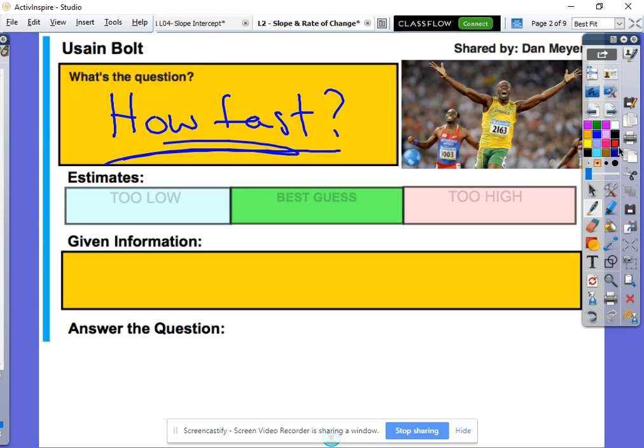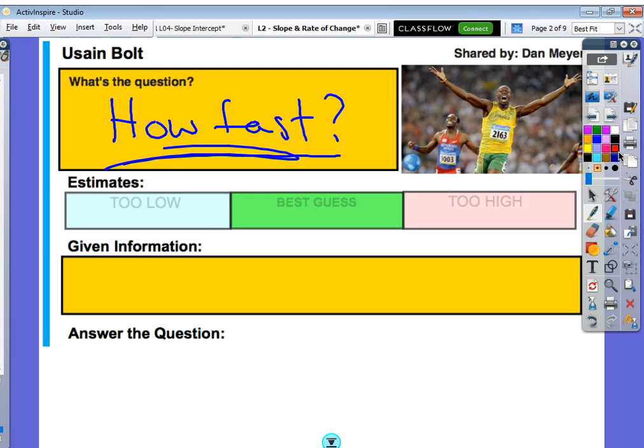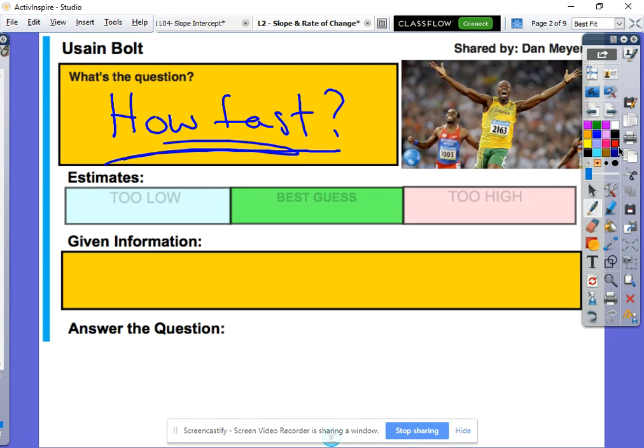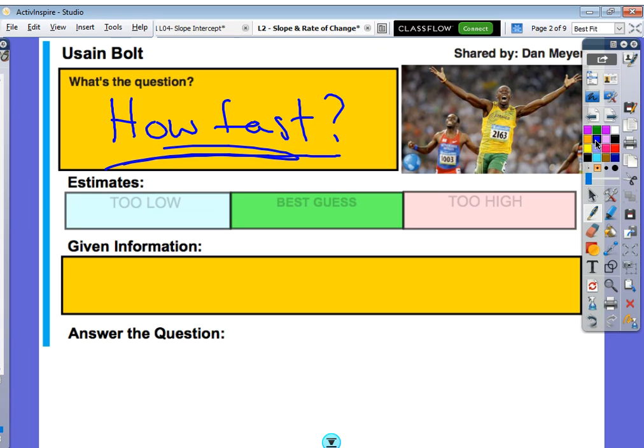What I want you to do is press pause right here and make some estimates with your neighbor. I want you to make some estimates as to what you think would be way too low as far as speeds, and then way too fast. So that'd be the too high category, and your best guess. All right, so why don't you go and make some guesses?